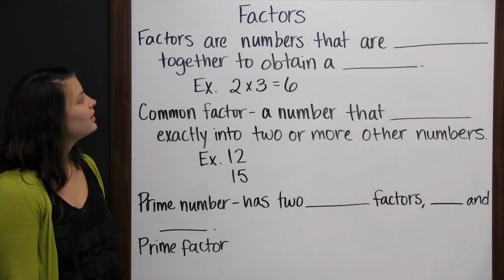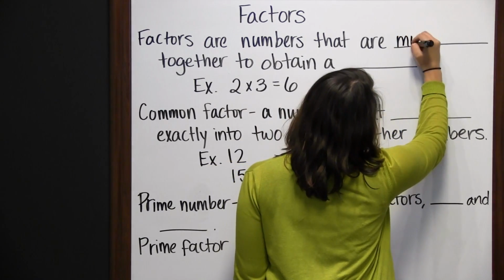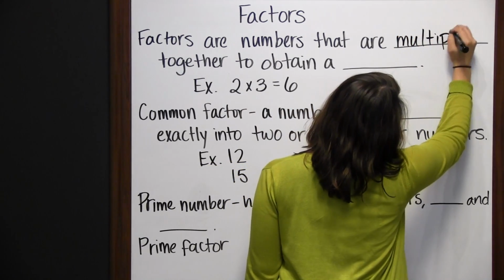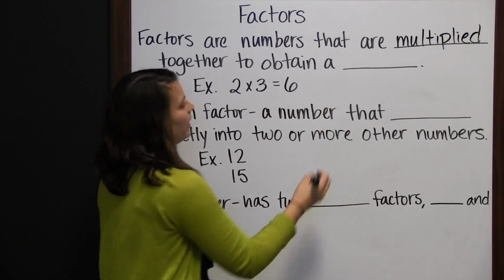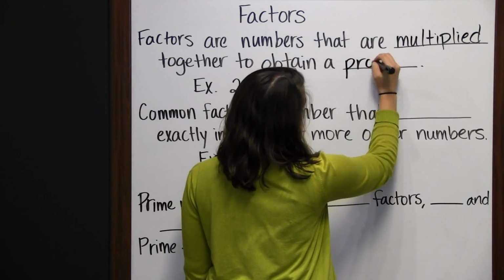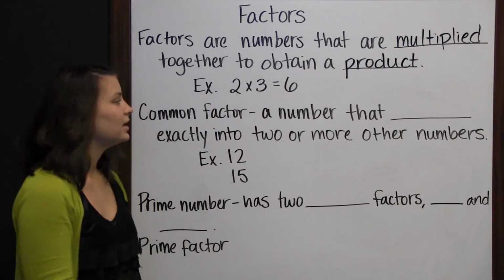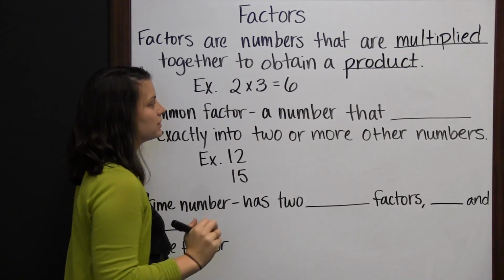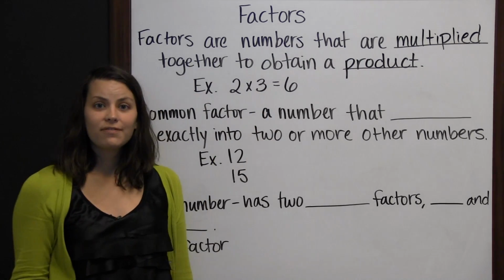Factors. Factors are numbers that are multiplied together to obtain a product. For instance, in 2 times 3 equals 6, 2 and 3 are the factors.